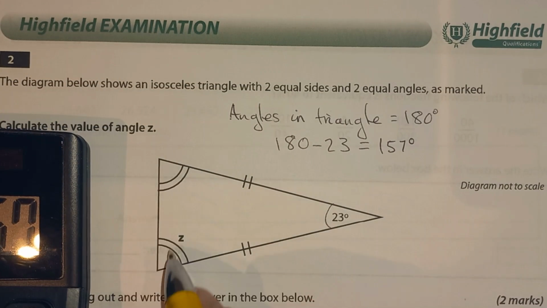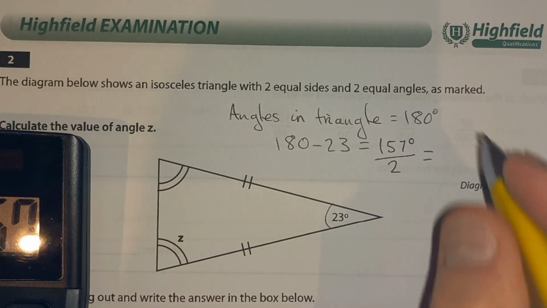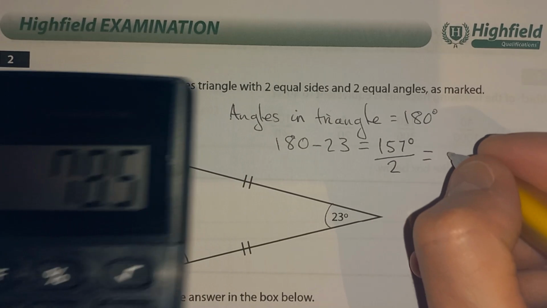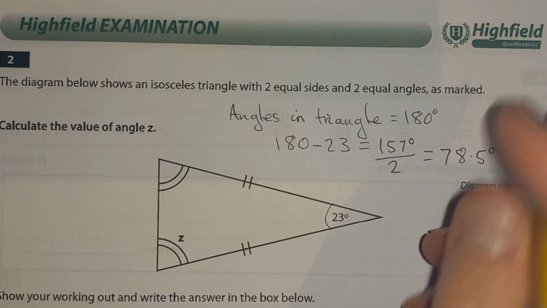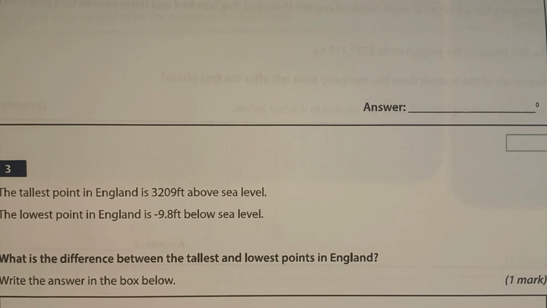Now, because both of these angles are the same, we can divide this by 2. And we get 78.5 degrees. Okay, actually I'll put that in here.